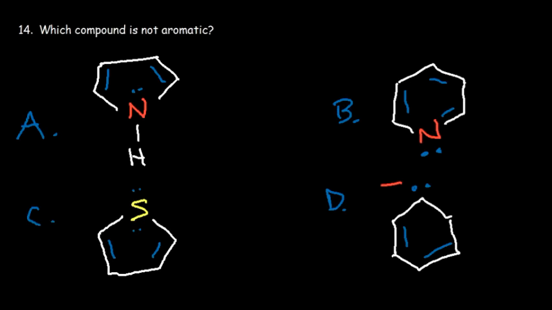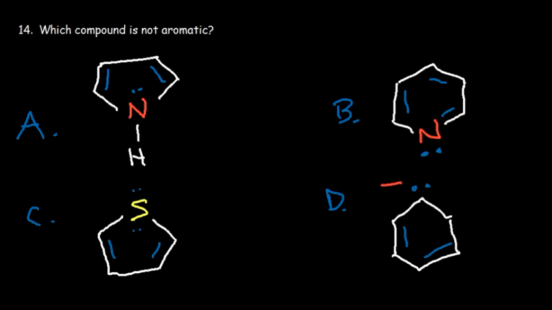Number 14, which compound is not aromatic? Now, just to review, for a compound to be aromatic, it needs to have 6 pi electrons based on Huckel's rule, 4n plus 2, and it needs to be cyclic, completely conjugated around the entire ring. All of the atoms must be sp2 hybridized, so the whole structure has to be flat or planar. So let's look at each one.